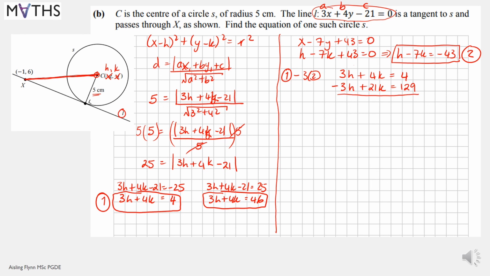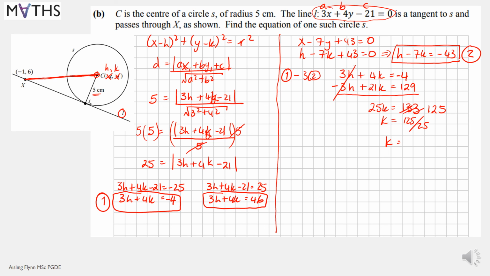And then eliminating h, we get 25k equals 133. There's something amiss here, and I see exactly what it is. This was a negative 4 back here, minus 25 plus 21, and so this will be negative 4, and so not that, I get 125. So k is equal to 125 divided by 25.